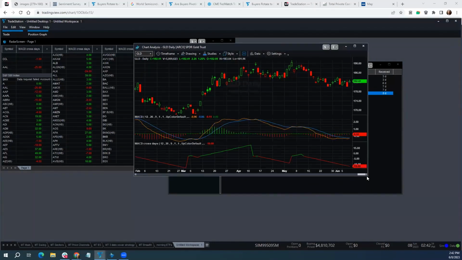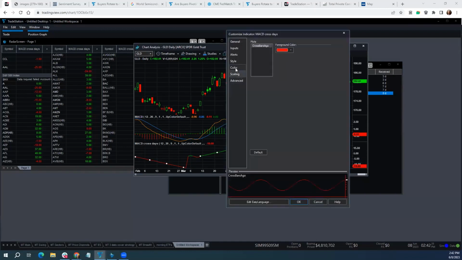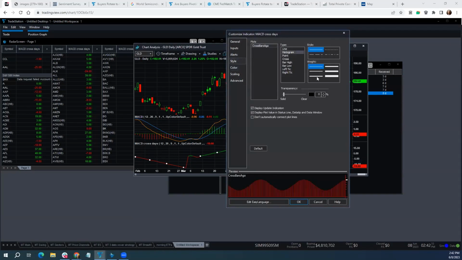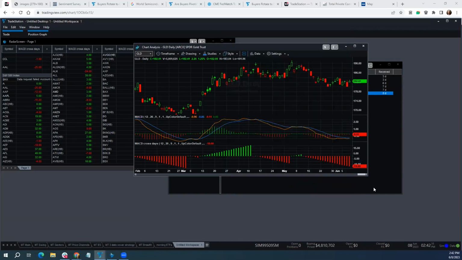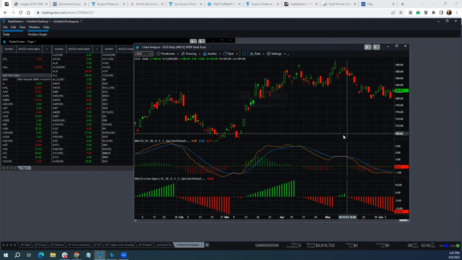So, I should have made it as a histogram. I apologize. I'm going to go to style and make it a histogram on the chart. I love these colored histograms. Anyway, what this does is show how many days MACD is rising or falling, the histogram, how many days it is positive or negative.